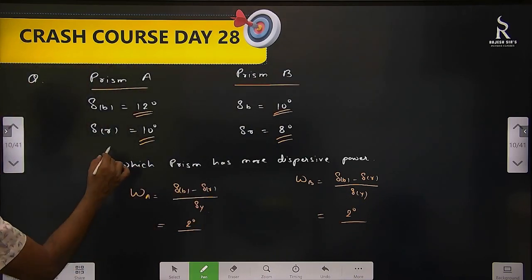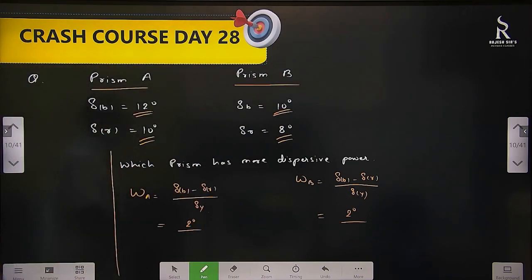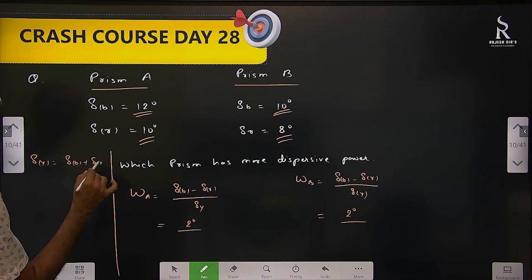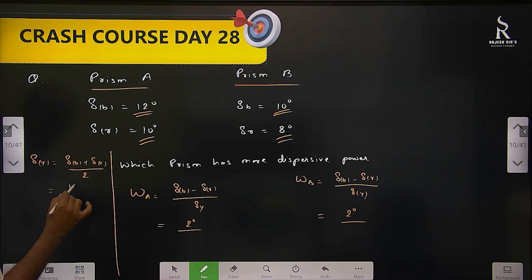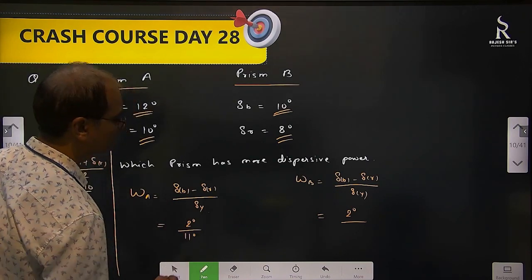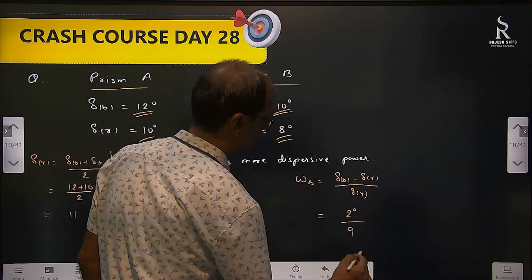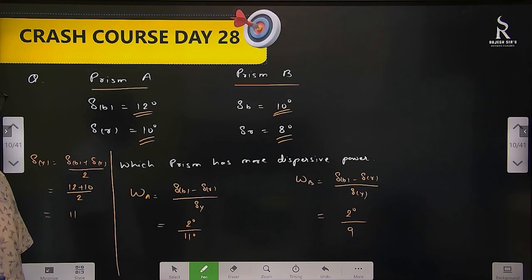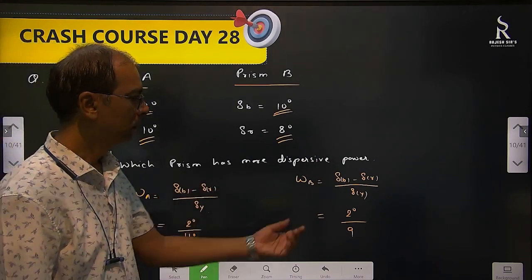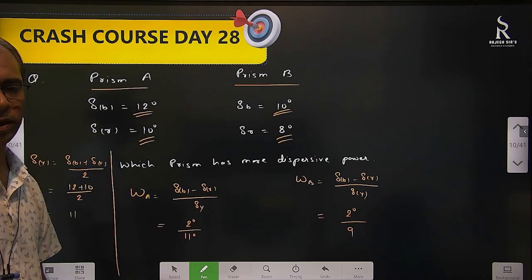And here also delta B minus delta R is again 2 degrees. What is delta Y here and here? How to calculate? Delta Y is the mean deviation. Mean deviation will be delta B plus delta R by 2. So 12 plus 10 by 2, that is 22 by 2, 11 degrees. There it will be 10 plus 8 by 2, which means 9. So which prism has more dispersive power? B. B's dispersive power is more than that of A.